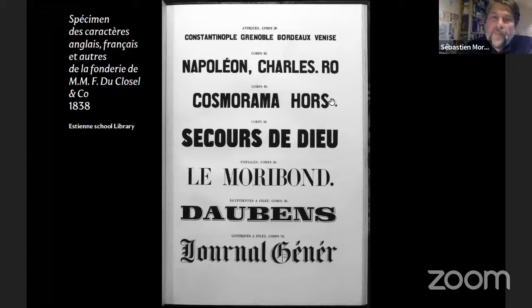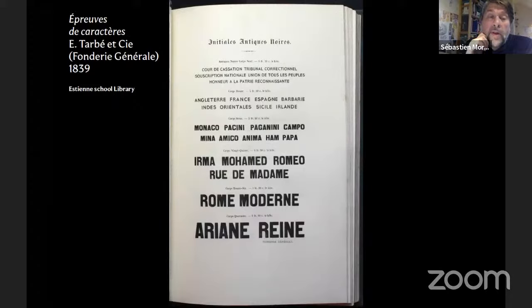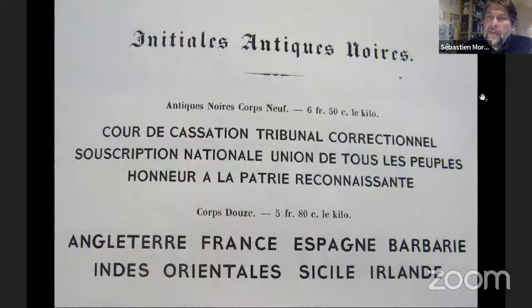And the following year, in 1839, from the Fonderie Générale, that was managed by Tarbet, we have six different cuts. They are named Initial Antique Noir, and that is quite confusing, because obviously, this one can be considered as bold sans serif, but these ones absolutely not. And then also you can clearly see that their design is more related to the archaic Latin alphabet. It's a completely different approach.